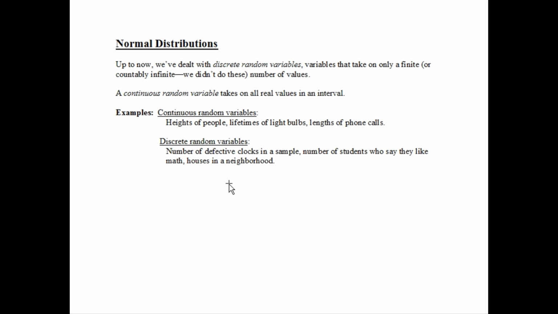Continuous random variables would be numbers such as the heights of people, the lifetimes of light bulbs, the length of phone calls. For example, if you're looking at the height of people, we are not limited to exactly 5 feet 1 inch, 5 feet 2 inches, 5 feet 3 inches. We can go anywhere in between. Anything along a continuum is a possibility. That's why we call it a continuous random variable.